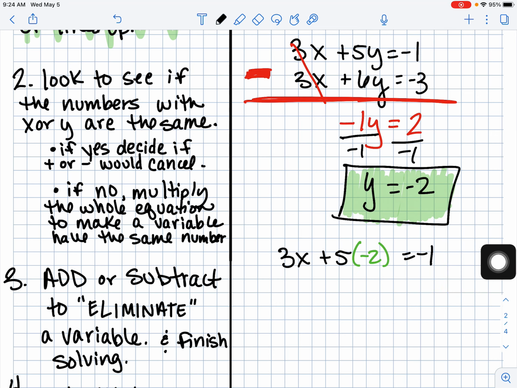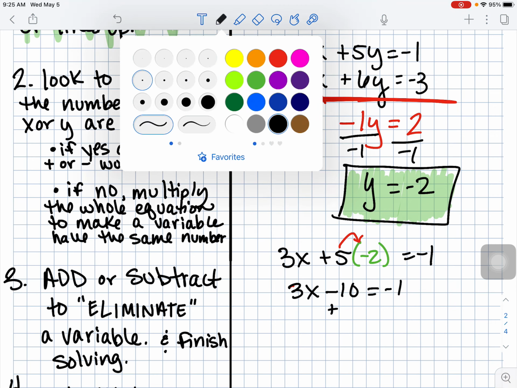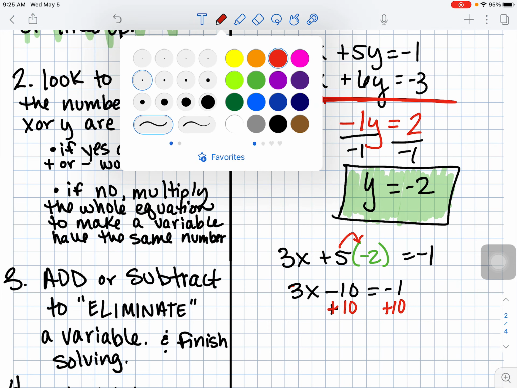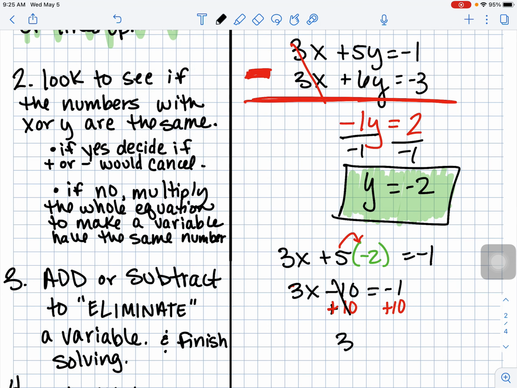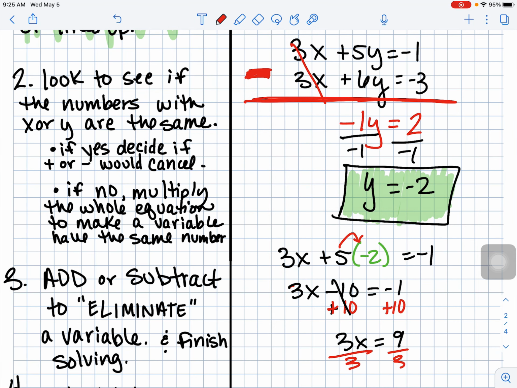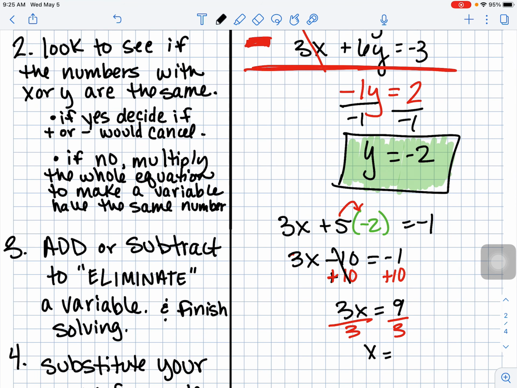So I took this equation and I plugged -2 in for y. And so I'm just going to go ahead and solve that. 5 times -2 is -10, so I have 3x minus 10 equals -1. I'm going to add 10 to both sides. And that will leave me with 3x equals 9. Everyone's favorite last step is to divide both sides by the number with x. And I'm left with x equals 3.